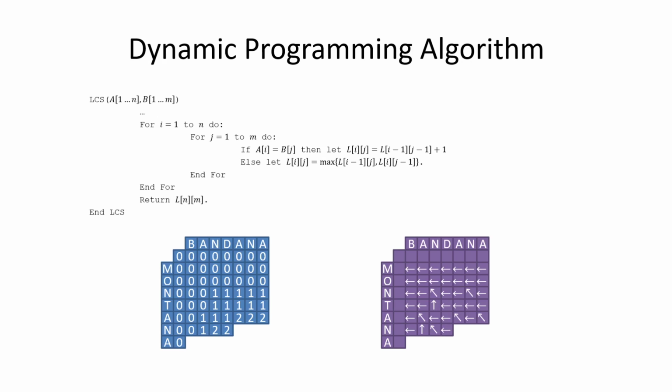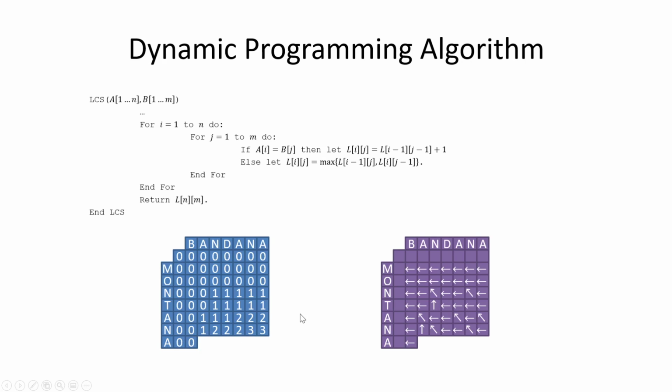mismatch, so we'll take the max as 2. Mismatch again, we'll take the max as 2. But now a match, and our match here is 3. 2 plus 1 is 3. N and A, mismatch, so we take the max as 3. So let's finish our last row.